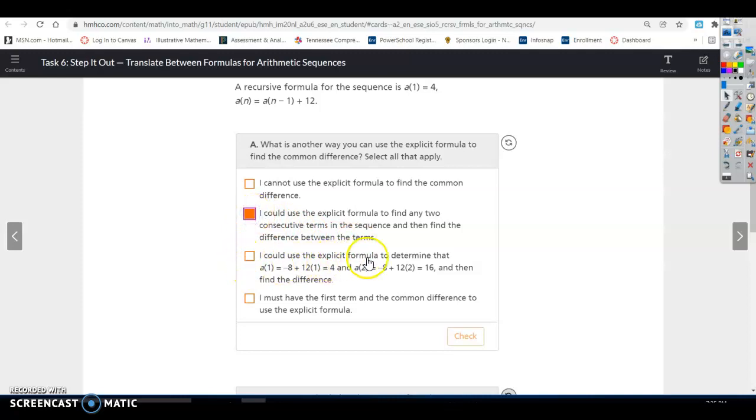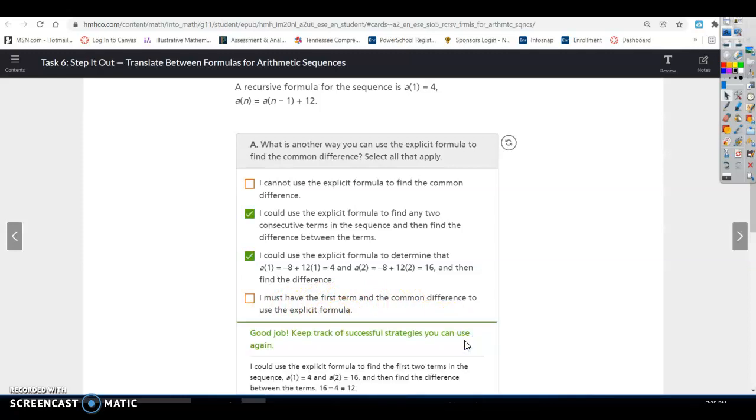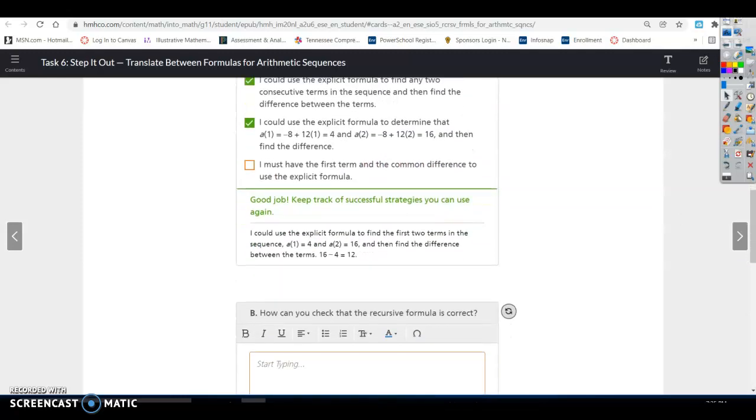I could use the explicit formula to determine that a of 1 equals 4 and a of 2 equals 16 and then find the difference. Yes, this one's basically saying the same as the last, except that one says you can use any two terms as long as they're consecutive, and this one says term 1 and 2, which are still consecutive terms. I must have the first term and the common difference. That's not true because you can find that information as you go.